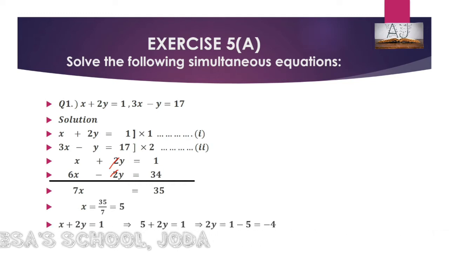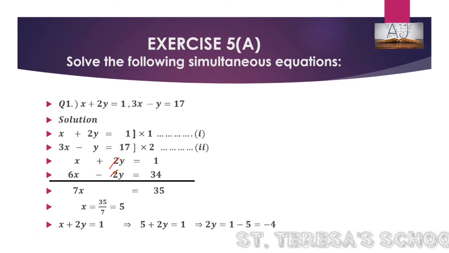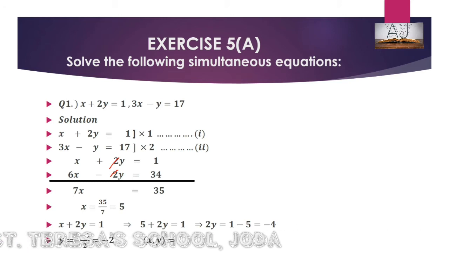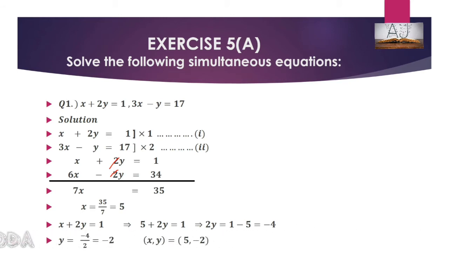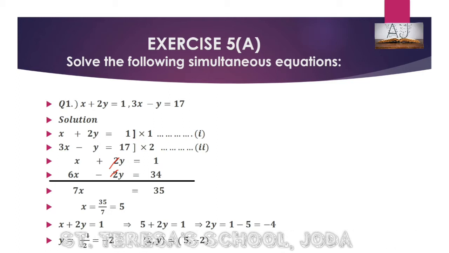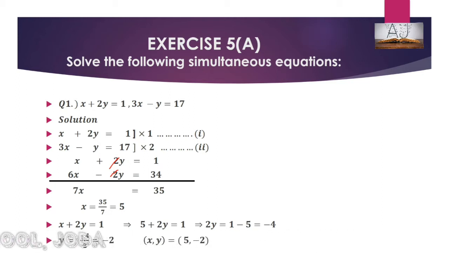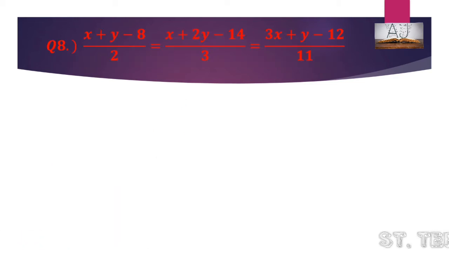Now we will substitute this value of x in the first equation, that is x plus 2y equal to 1. In place of x I have put 5. So 5 plus 2y equal to 1, and thus we get the value of y as minus 2. So the solution is 5, minus 2. x is 5 and y is minus 2. So this is how we solve.